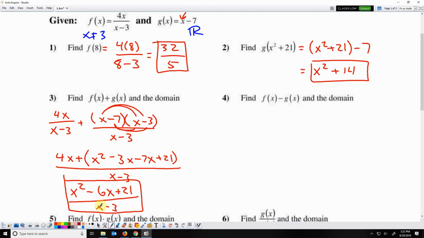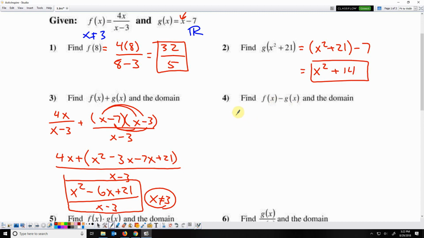And in my composition, if I put a 3 in for x in the denominator, then I will have 3 minus 3, which is 0. So x cannot be 3 here either. So I've got x cannot be 3, x can be all real numbers, x cannot be 3. So the only restriction is x cannot equal 3. So that's my domain.